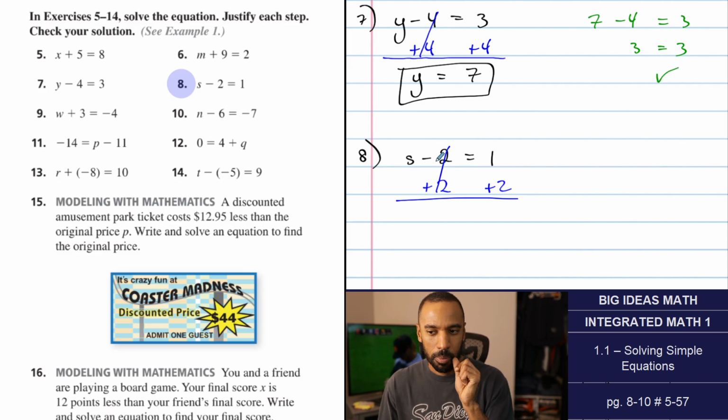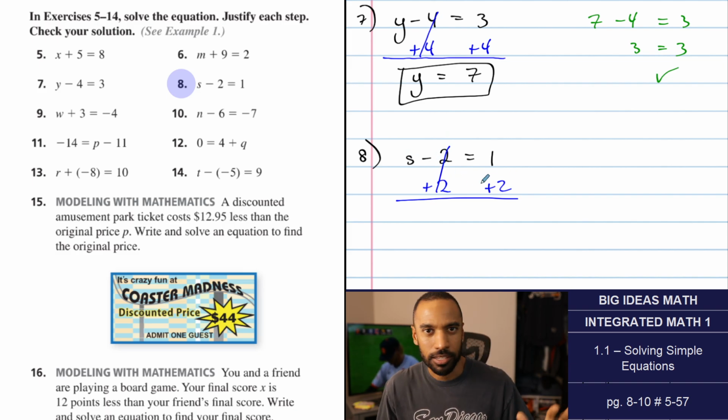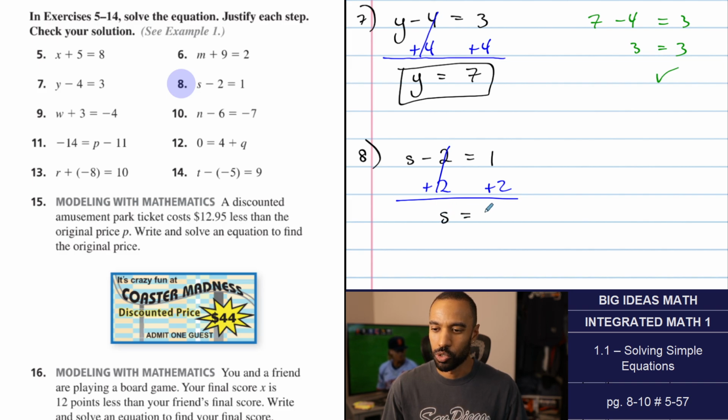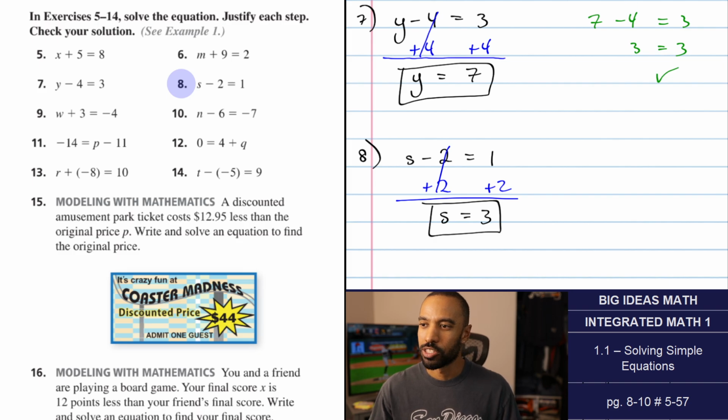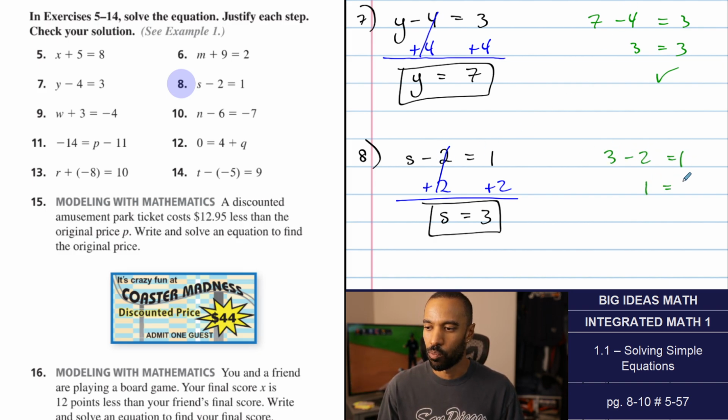Anyway, I'm going to add 2 to both sides here, and therefore S equals 1 plus 2, which is 3. Hey, look, S equals 3, guys. S equals 3. There it is. Let's double check and see how that goes. 3 minus 2 is 1, and 1 equals 1.